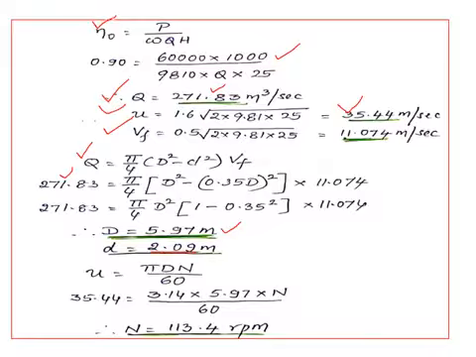Knowing the tangential velocity and knowing the diameter, we can calculate U equals pi DN by 60, where N is the speed of the runner. Therefore, the speed comes to 113.4 rpm.